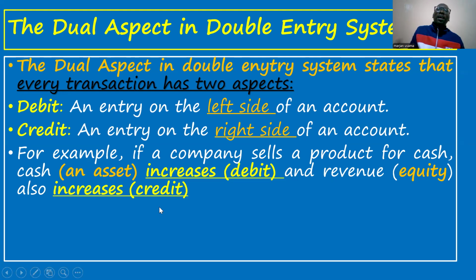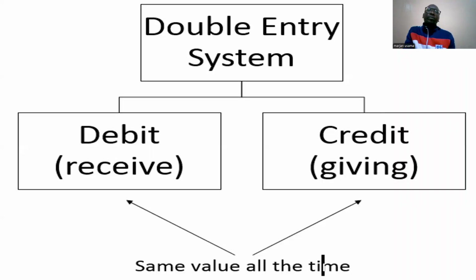So when you are selling a product for cash, the cash account will increase. And also your revenue, your equity, will increase at the same time. So you debit and you also credit the revenue. So this is basically the idea behind the double entry system.